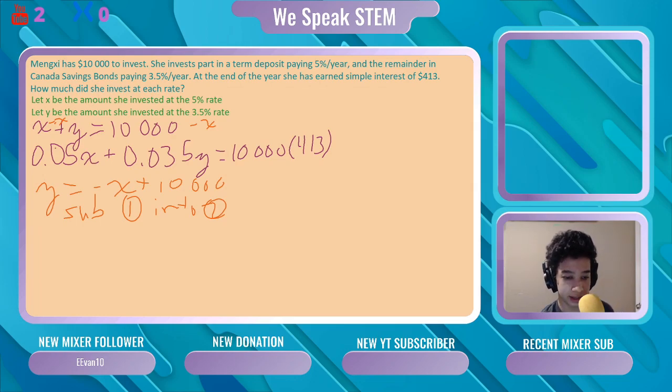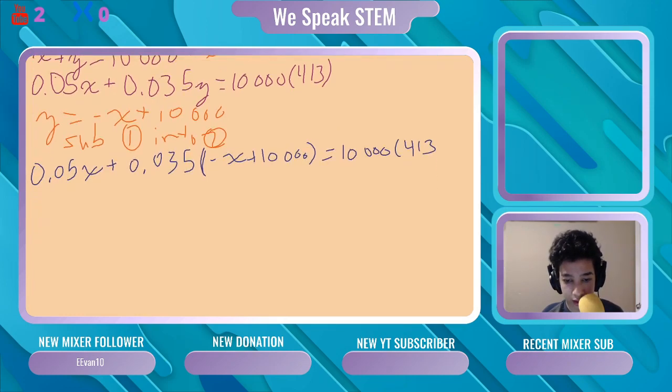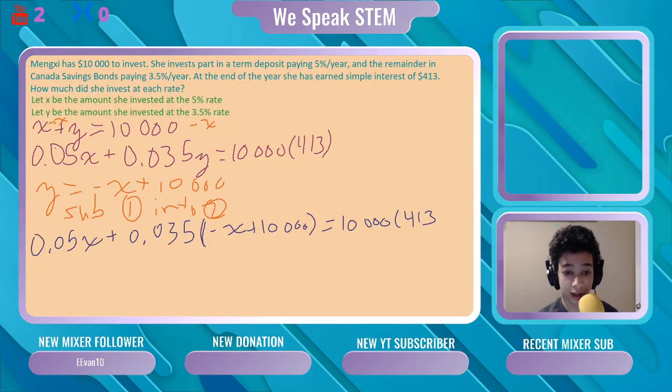We're going to have 0.05x plus 0.035. I hate these decimals. Honestly, I hate them so much. Times 0.035, and because we know what y is, negative x plus 10,000, equals 10,000 times 413. I'm guaranteed going to have space here, so can I scroll down? Oh, I can. There's more space if you scroll down. Who would have known?